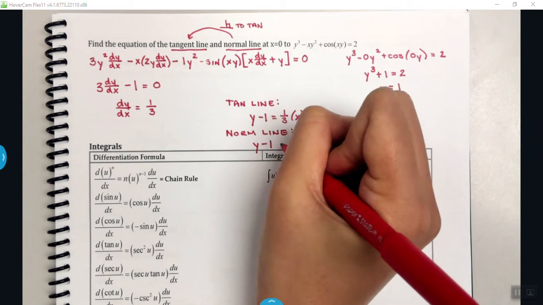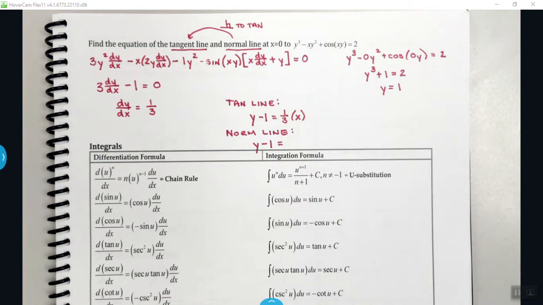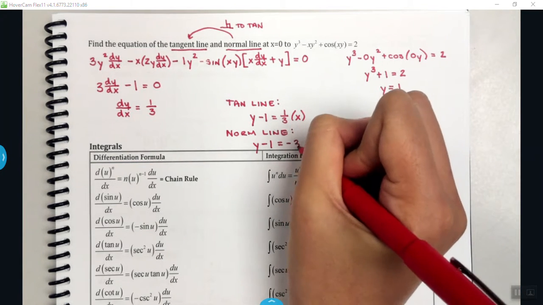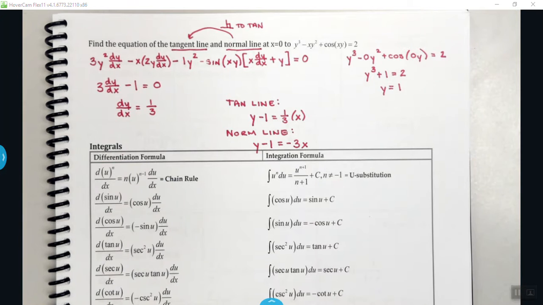Y minus 1 equals -3, because we do negative reciprocal. X. Cool. Got it? All right, when we come back, we do integration.